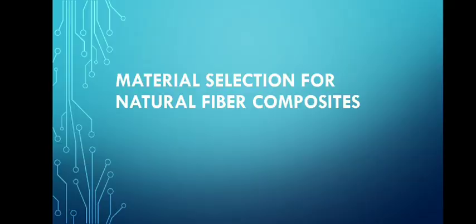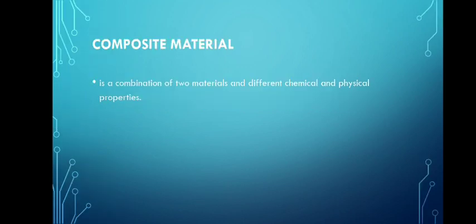Okay, let's move on to material selection for natural fiber composites. A composite material is a combination of two materials with different chemical and physical properties. When these materials are combined, they create a better material, one that is an improvement on the base materials' individual properties and can be applied in more situations. By creating this composite material, the resulting material may be stronger or lighter. Perhaps it has been made more durable or has better electrical conductivity.